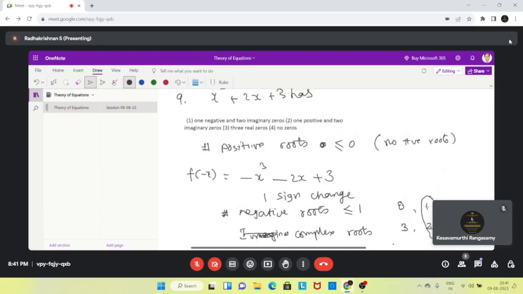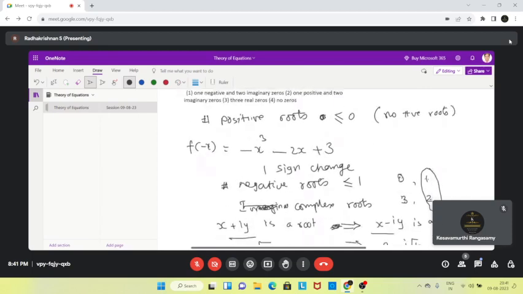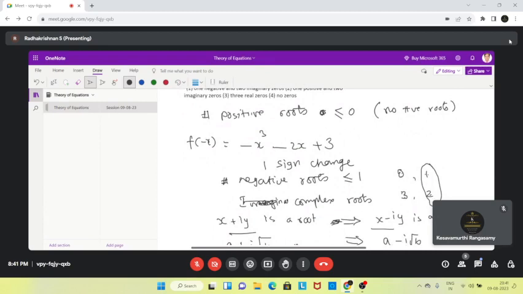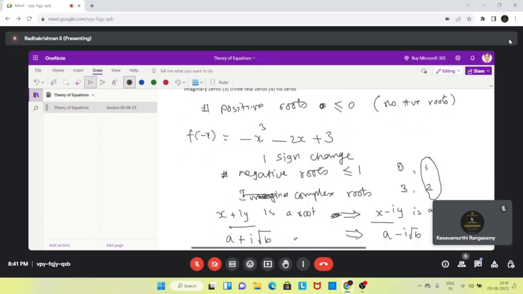Sir, do you mean that it will be only in even numbers like 2, 4, 6? Yes, yes, yes, sir. Because if there is another complex number, its conjugate will also come, so it will become 4. So the number of complex roots will be in even numbers.